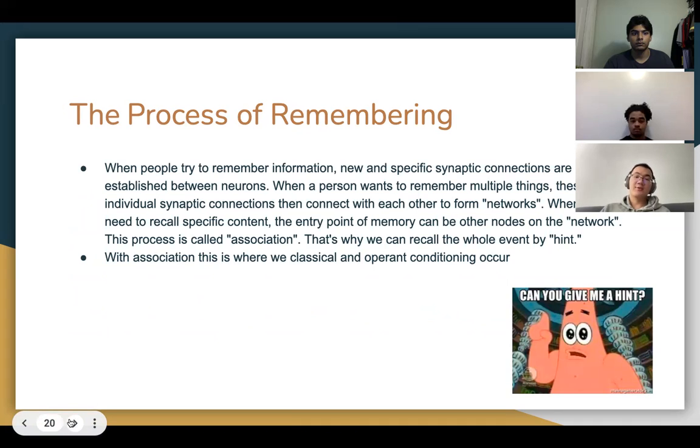And the process of remembering. When people try to remember information, new and specific synapse connections are established between neurons. When a person wants to remember multiple things, those individual synaptic connections then connect with each other to form a network. When you need to recall a specific content, the entry point of memory can be other nodes on the network. This process is called association. That's why we can recall the whole event only by a little hint. With association, this is where classical and operant conditioning occur.